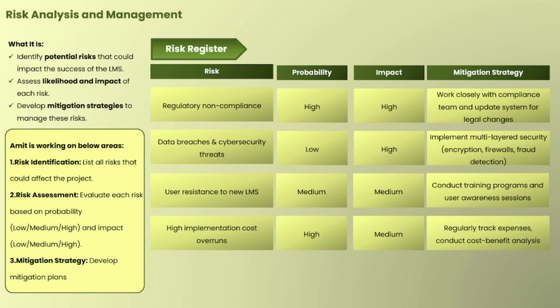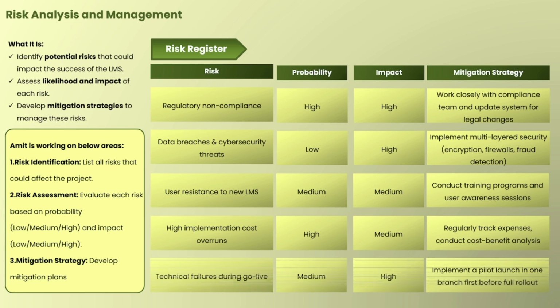Another is high implementation cost overruns. This is something we discussed previously. The project might cost more than planned due to unexpected problems or delays. The probability of such a risk is high, but the impact is medium. Again, it is within the organization, it is not affecting any customer. So how can we overcome this? Regularly track expenses and conduct cost benefit analysis. This particular method we will see in the future, what cost benefit analysis is as well.